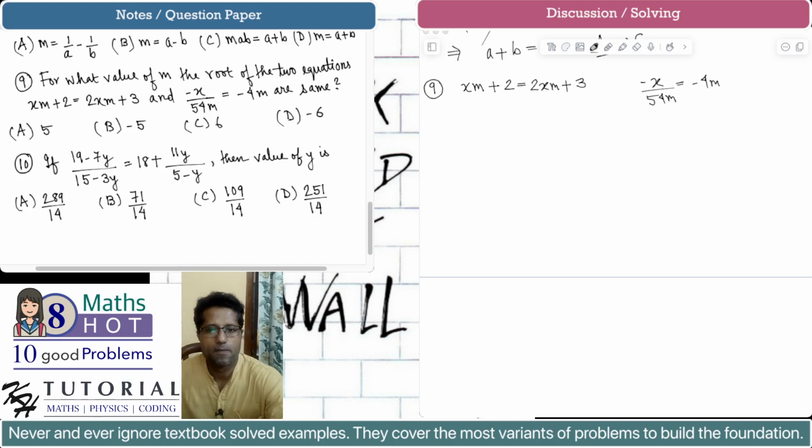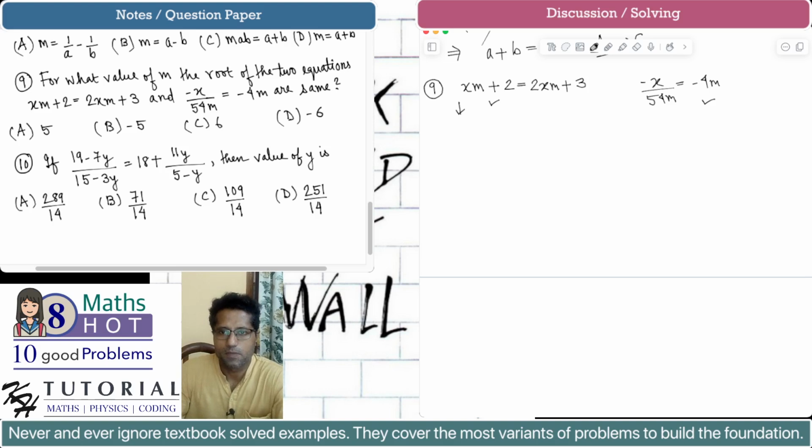Now the question is for what value of m the roots of the two equations are the same. So it is saying that the roots of the first equation and the second equation are the same. That is, we will first find the root of both the equations and equate them. From that, we can find the value of m. So let's first find the solution of the first equation.